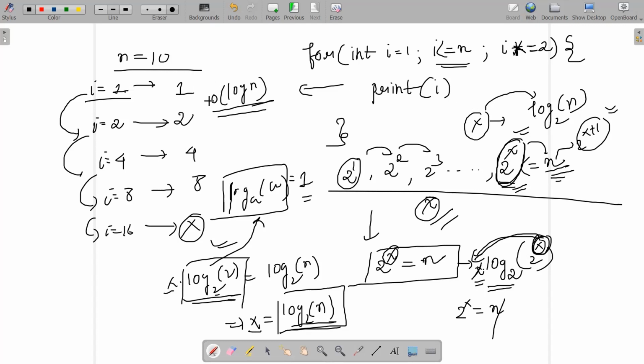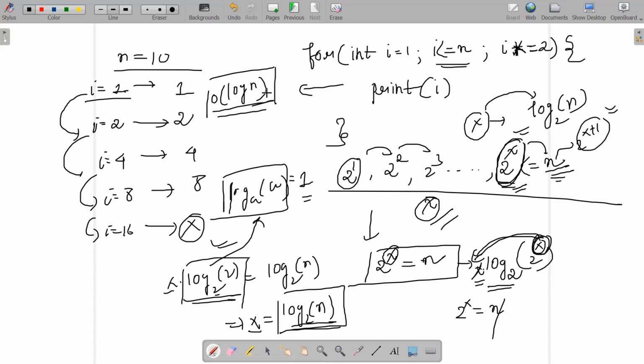So overall complexity is what? How many times has my loop run? Big O of log n. Okay. Big O of log n is the number of times my loop has run. So my complexity is big O of log n. So these are some of the calculation things for the complexity purpose that you must know here.